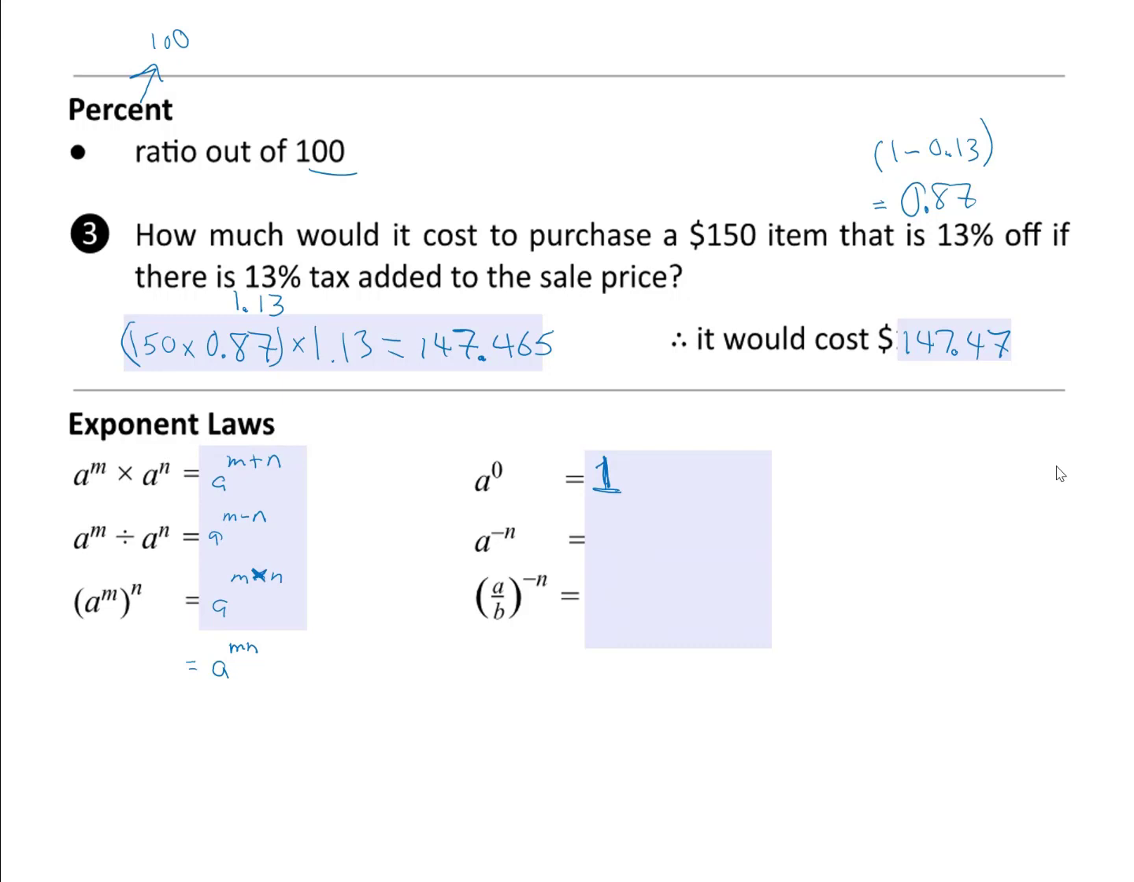A to the power of negative n is just 1 over a to the power of n. Or you could write it as 1 over a to the power of n. And finally, we have a fraction, a over b to the power of negative n. You just flip the fraction, so you end up with b over a, and that'll be to the power of n. Now, this would also mean that you apply the power of n to both the numerator and denominator. So you have b to the power of n over a to the power of n.